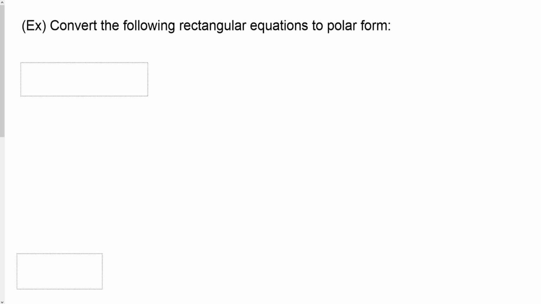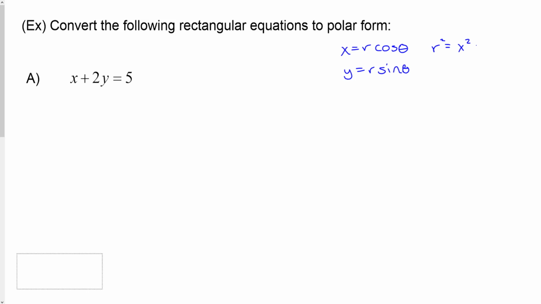Let's do some examples converting equations from either rectangular form into polar form or vice versa. Starting with x plus 2y equals 5. To do this, the things you have at your disposal are basically these: x equals r cosine theta, y equals r sine theta, r squared equals x squared plus y squared, and tangent theta equals y over x. So you're basically going to use those and change the equations over.